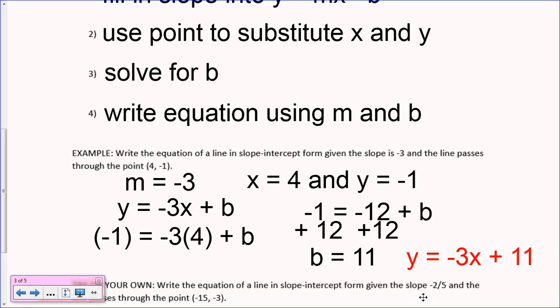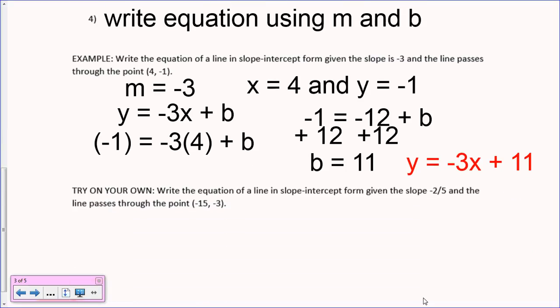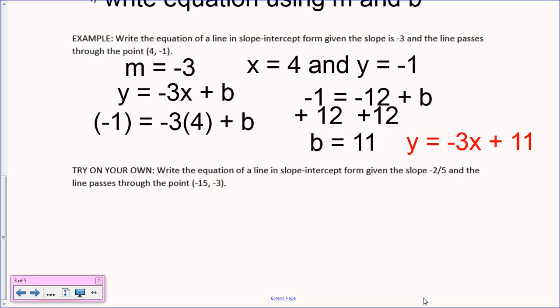I know this is really fast, but again, this is something we did in class. So, this next one you're going to try on your own. Go ahead and take a few minutes. When you come back, I'll have the answer. Okay, so the answer you should have gotten was y equals negative 2/5 x minus 9.